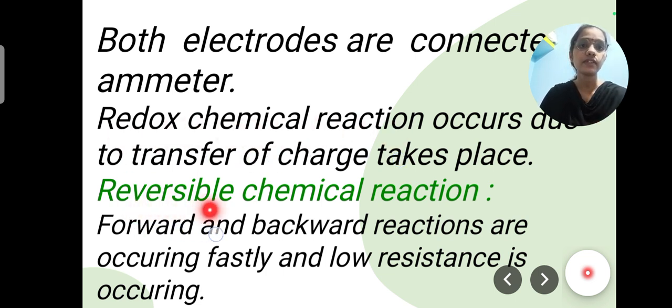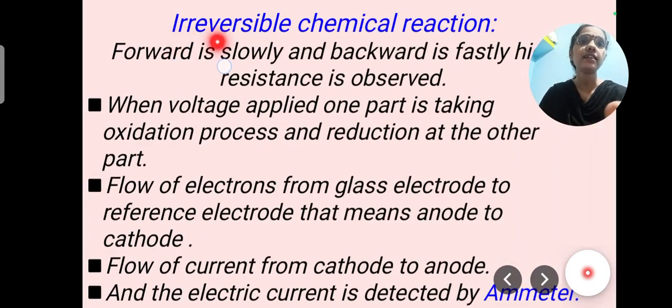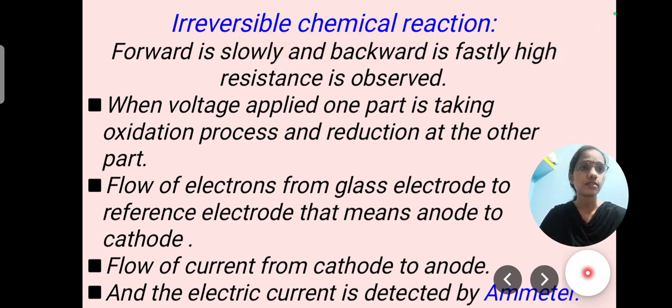Here it is a reversible chemical reaction. Forward and backward reactions occur fast, and low resistance is observed in the reversible chemical reaction. In an irreversible reaction, the forward reaction is slow and the backward reaction is fast, and high resistance is observed. When voltage is applied, one part undergoes the oxidation process and the other part undergoes the reduction process. So we call it a redox chemical reaction.